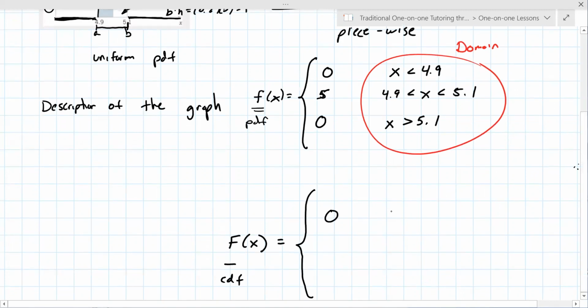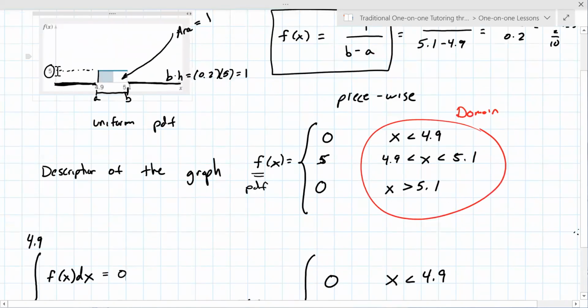The first part is 0 if x is less than 4.9, and here's why. If you were to integrate from minus infinity to 4.9 of f of x dx, that's going to end up equaling 0. Now we can actually do this integral, but let's talk about why. Is there any area under the curve from minus infinity to 4.9? No. That's why it's 0.